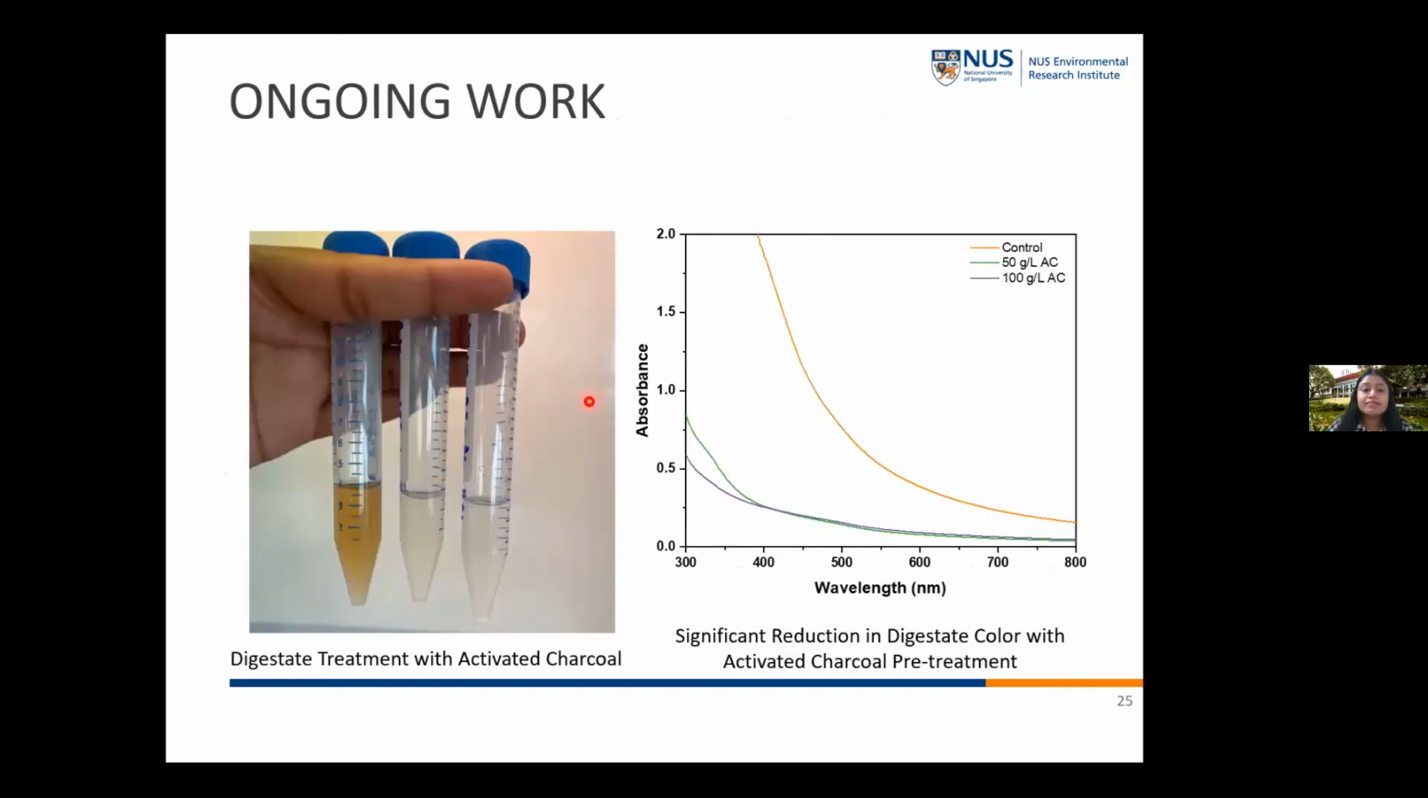Now, as I said before, we would like to work with a higher percentage of digestate. So this is where our ongoing work is looking. In a preliminary experiment, we treated the digestate with different concentrations of activated charcoal, and we found that by doing so, we can remove these colored compounds from the digestate. You can see in this picture that this is a control experiment where no activated charcoal was added, and these two were treated with activated charcoal, and the color was gone.